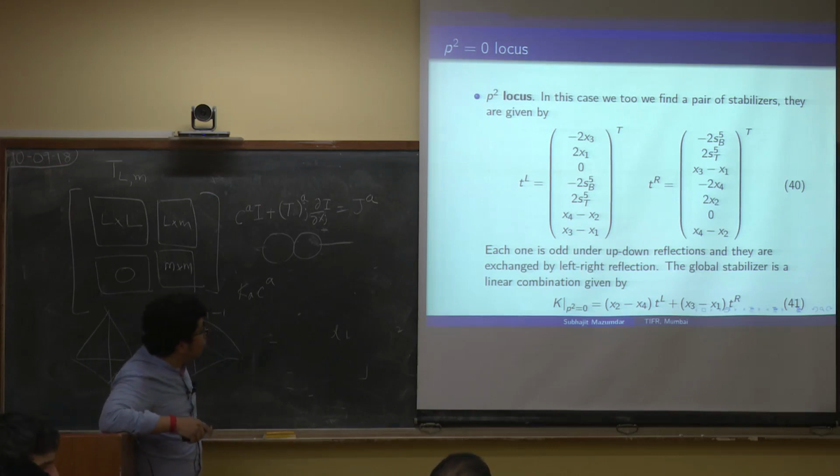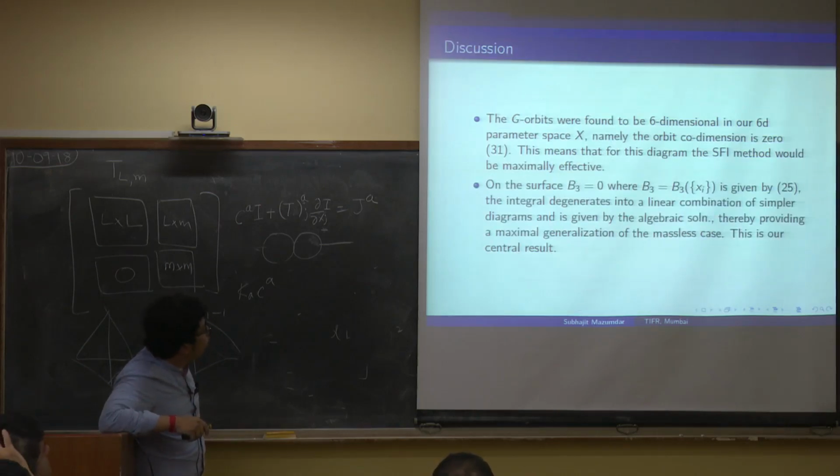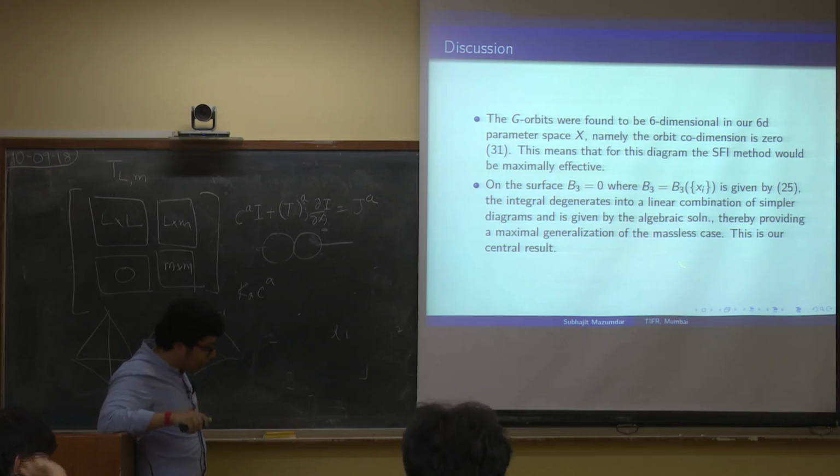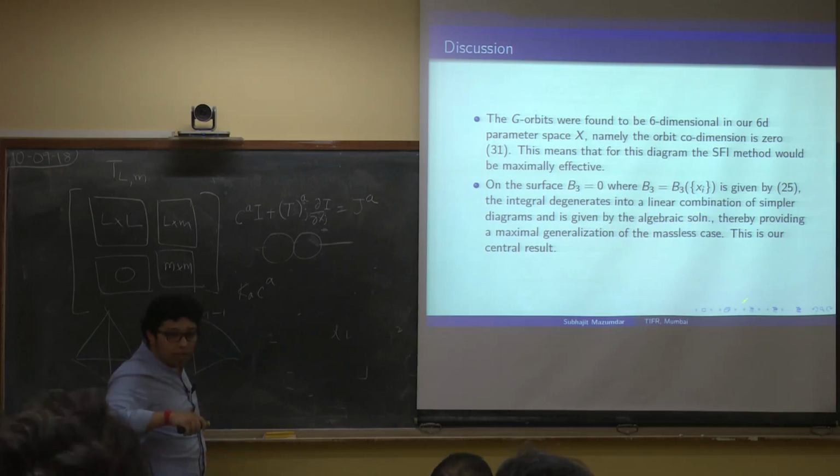Yeah. So this is also a consistency check. What we have done, the g orbits were found to be 6 dimensional in our 6D parameter space. So this means that the SFI method is maximally effective in this diagram. And on the surface where this cubic polynomial vanishes, we were able to express this integral in terms of only an algebraic linear combination of simpler diagrams.